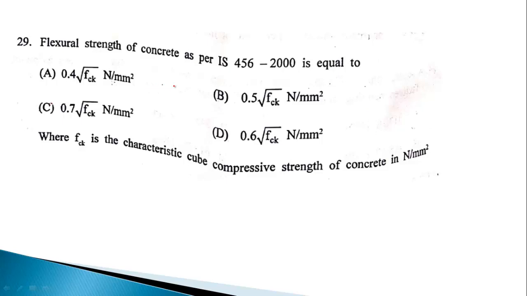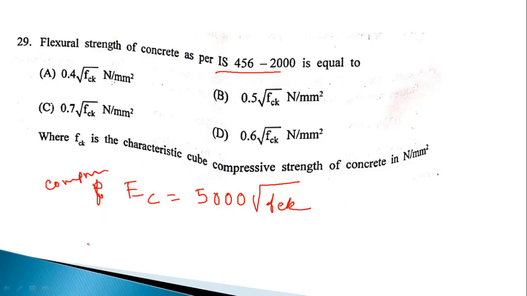Now another easy question came, on the flexural strength of concrete as per IS 456 2000. For compression, EC is given as 5000 root FCK, and for tension it's given as 0.7 root FCK, because concrete is very weak in tension, so the value will be very minimum. It's directly given, 0.7 root FCK, nothing more to understand about it.